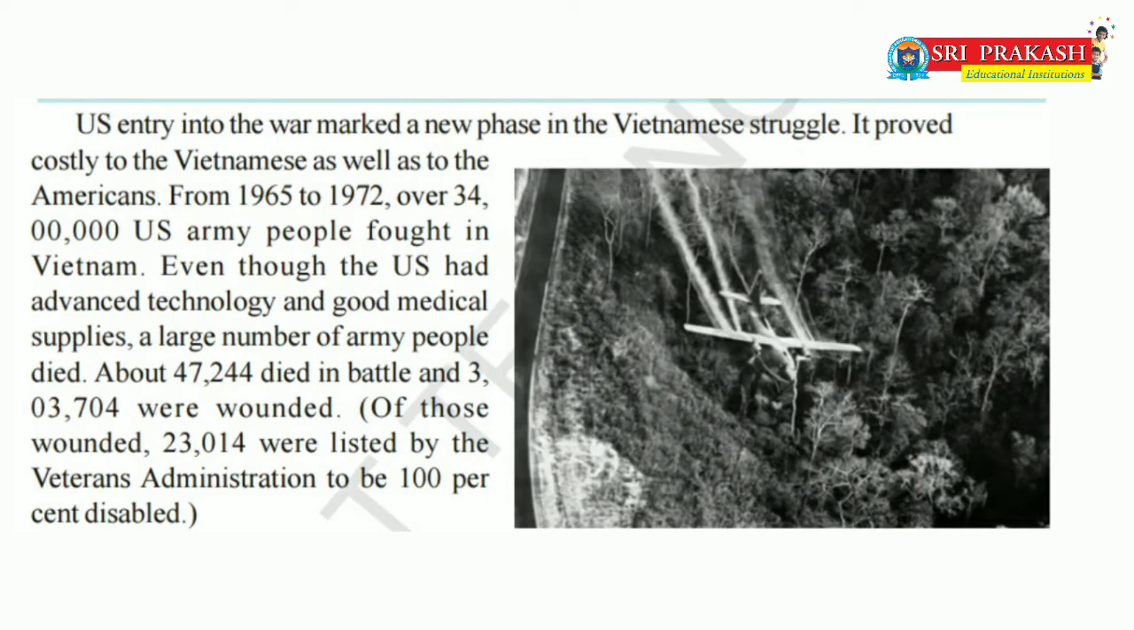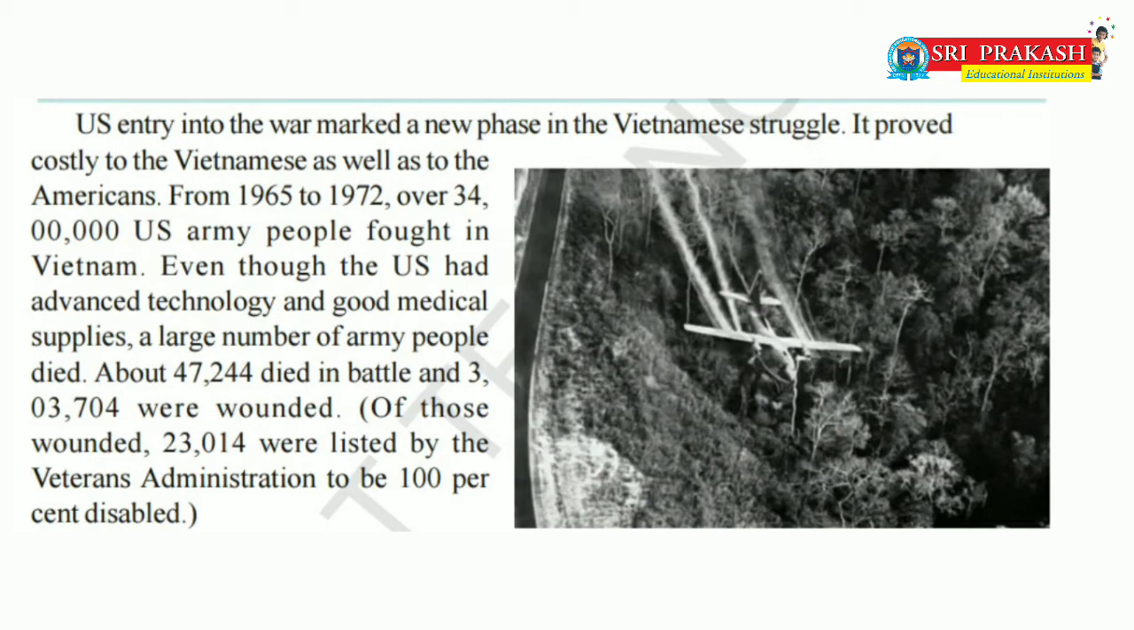It proved costly to the Vietnamese as well as to the Americans. From 1965 to 1972, over 34 lakh US army people fought in Vietnam. Even though the US had advanced technology and good medical supplies, a large number of army people died. About 47,244 died in battle and 3,03,704 were wounded. Of those wounded, 23,014 were listed by the administration to be 100% disabled.